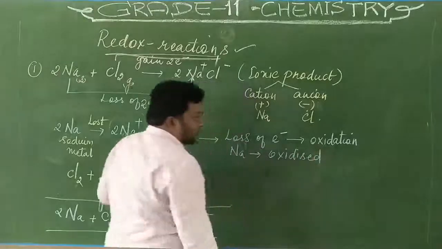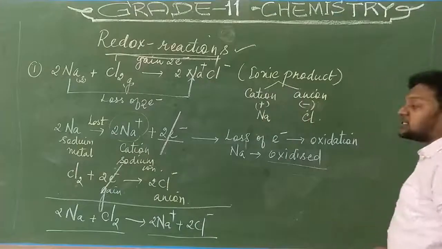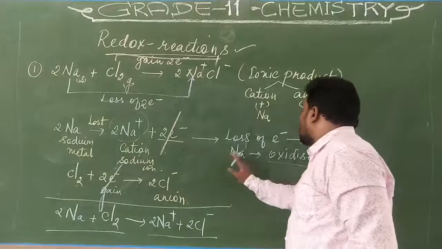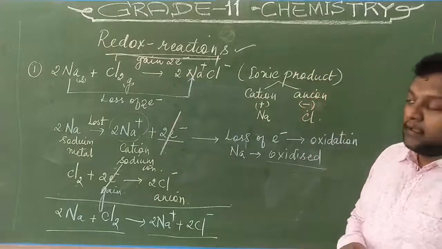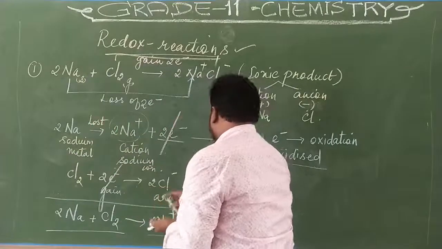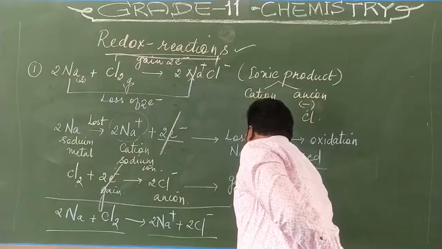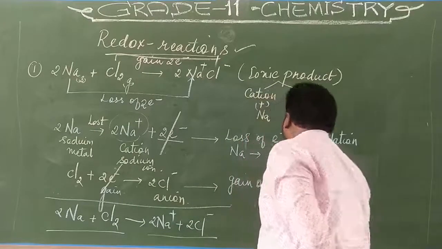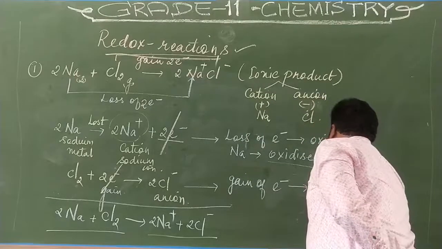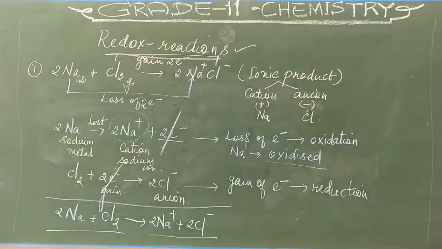It has oxidized. So sodium is an oxidized atom, because the loss of electrons has taken place. Now the next one, we will go for this chlorine. What is happening in this chlorine? Here in chlorine, the gain of electrons has taken place. So since the electrons have been gained, we call it reduction.